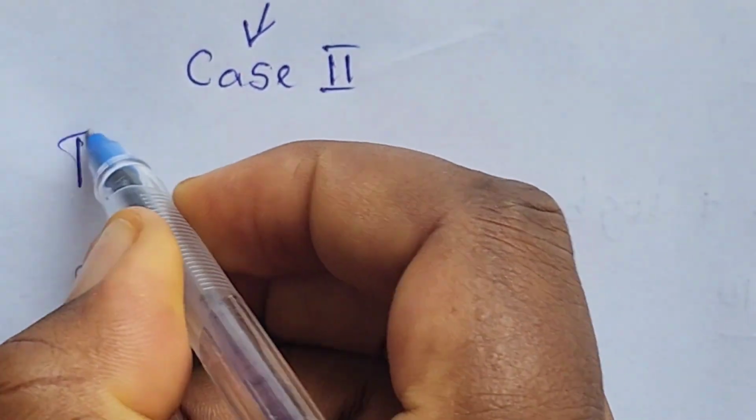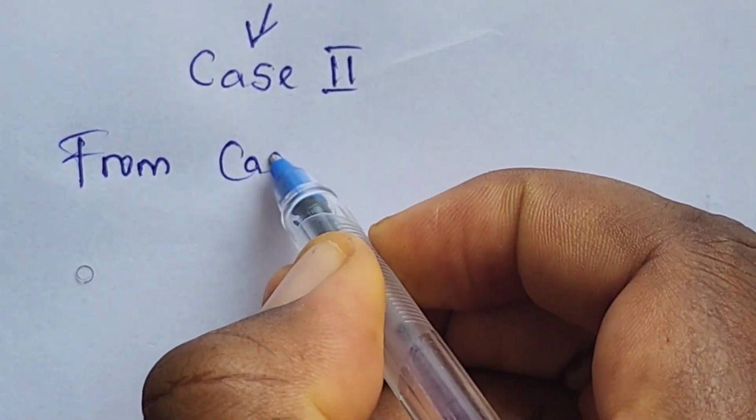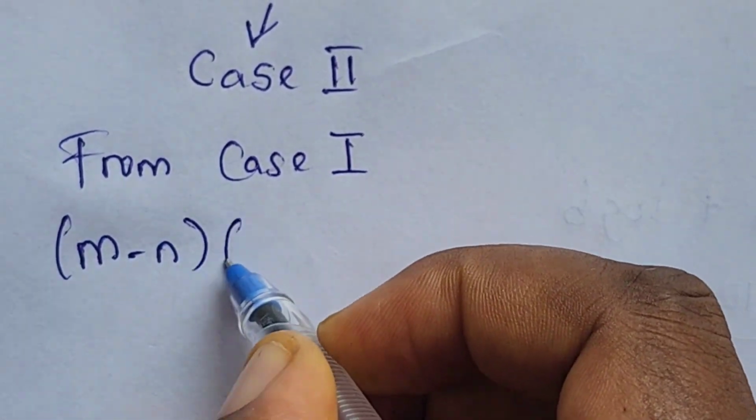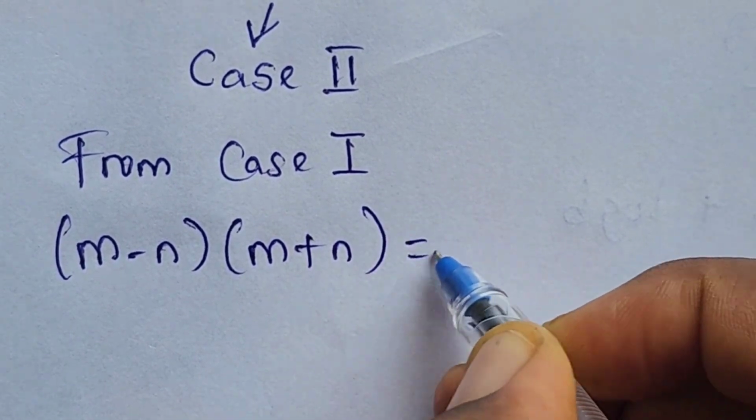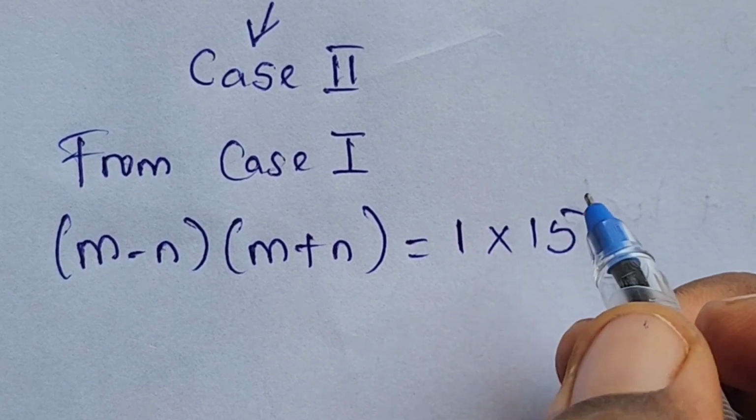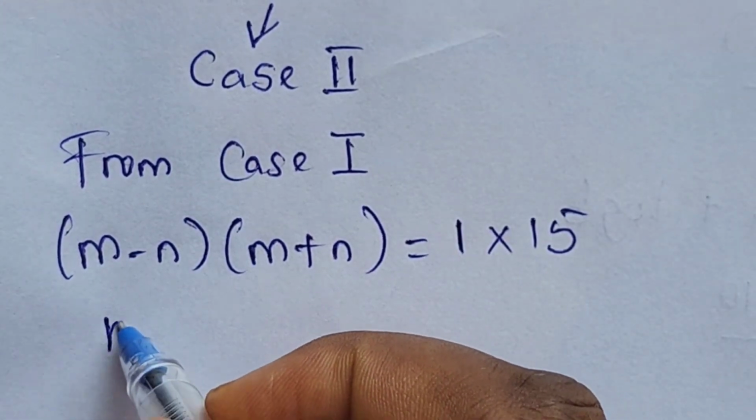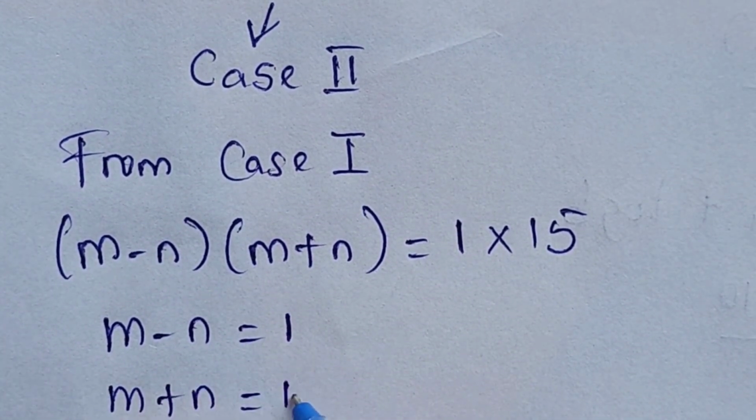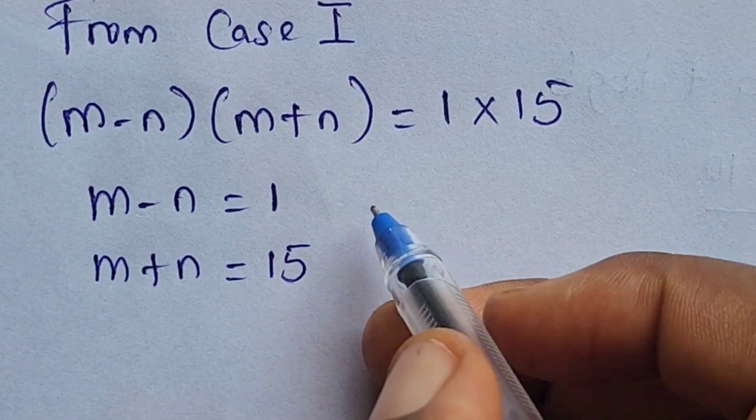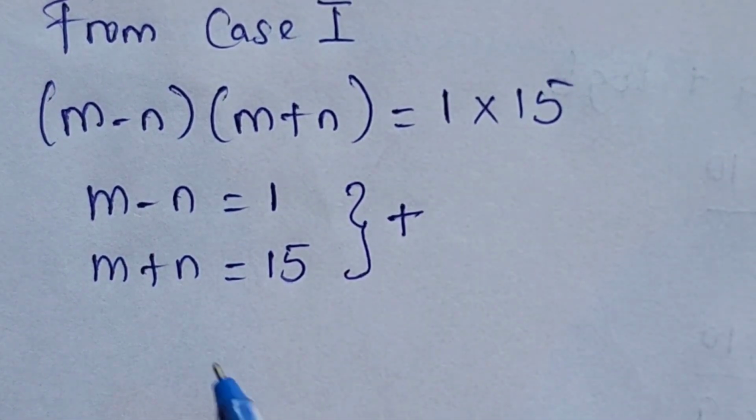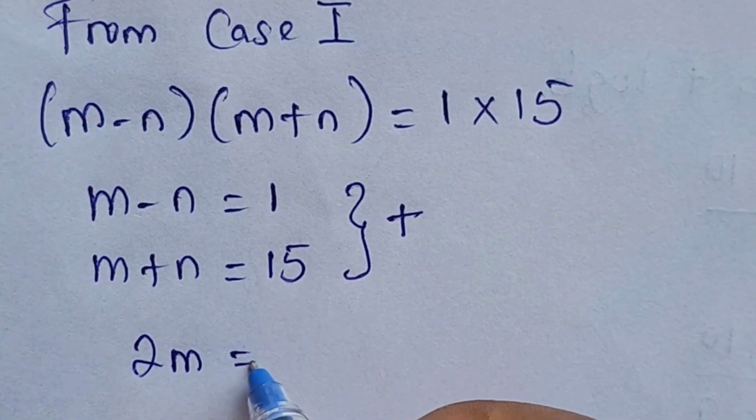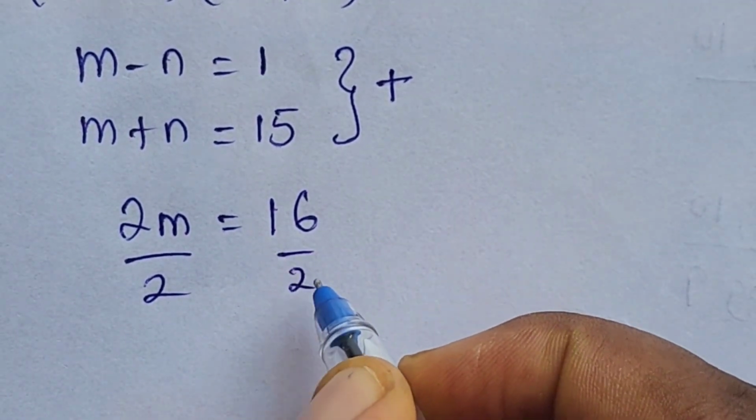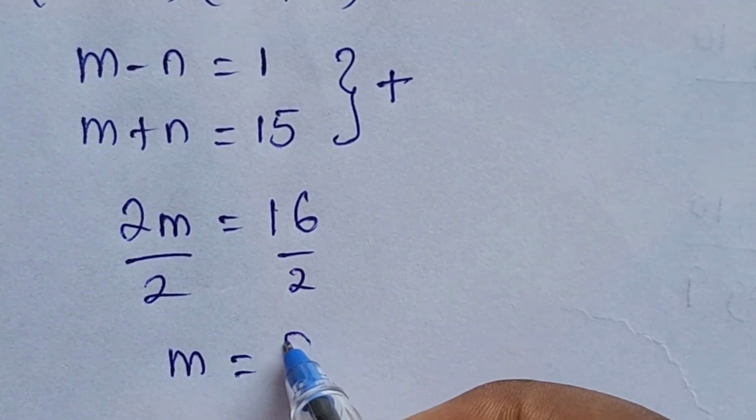So from case 1, we have m minus n times m plus n to be equal to 1 times 15. So this simply means that m minus n is equal to 1 and m plus n is equal to 15. So we can add these together to have 2m is equal to 1 plus 15, we have 16. So dividing both sides by 2, we have that m is equal to 8.